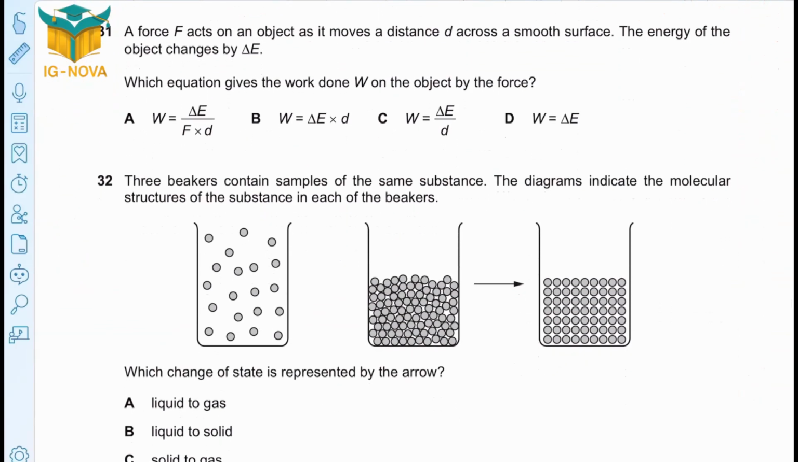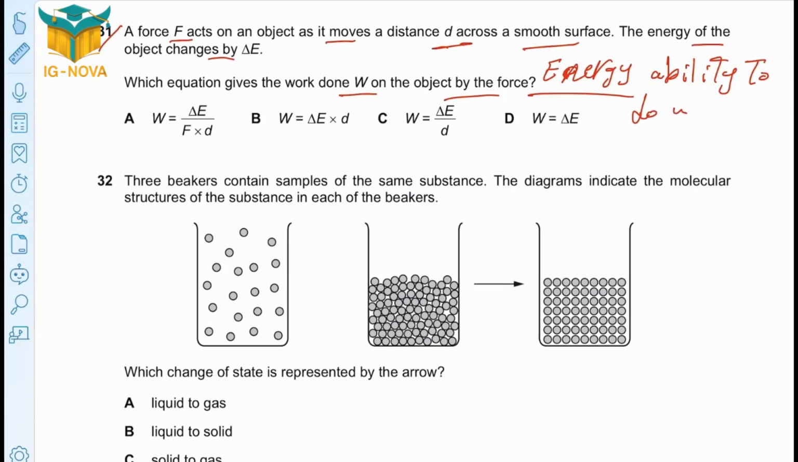Question 31. A force F acts on an object as it moves a distance d across a small surface. The energy of the object changes by delta E. Each equation gives the work done on the object by a force. بص يا جميل، حضرتك لازم تكون فاهم الانرجي as a definition. It's the ability to do work. So work as a numerical value is described as energy in the theory part. So W and delta E here have the same meaning, same definition, and same unit.